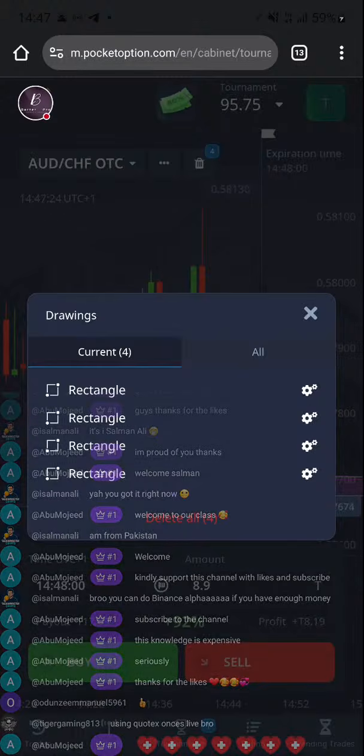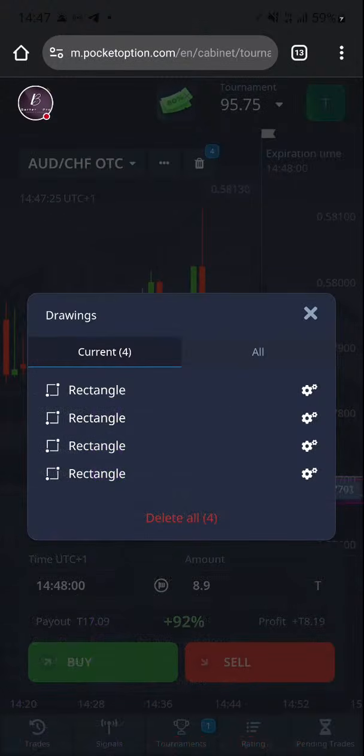I don't have an account with Cortex, so I can't use it. I don't have an account there. So this is the broker I currently use.